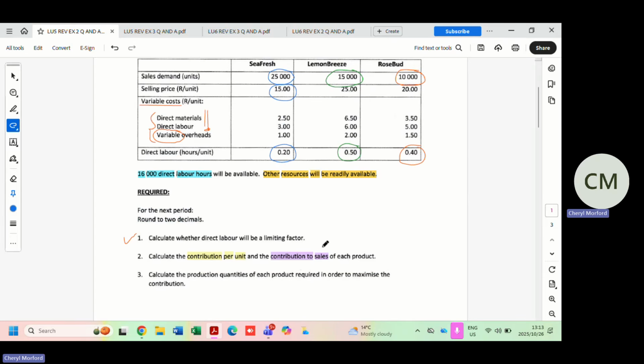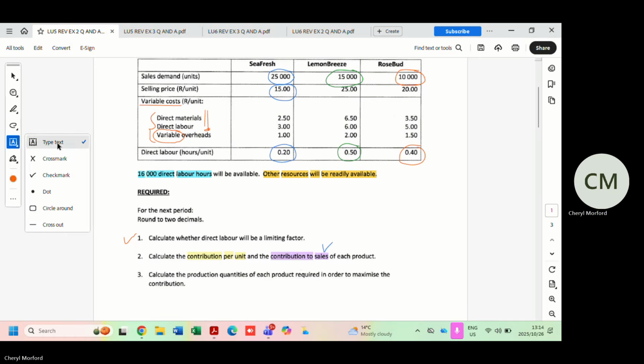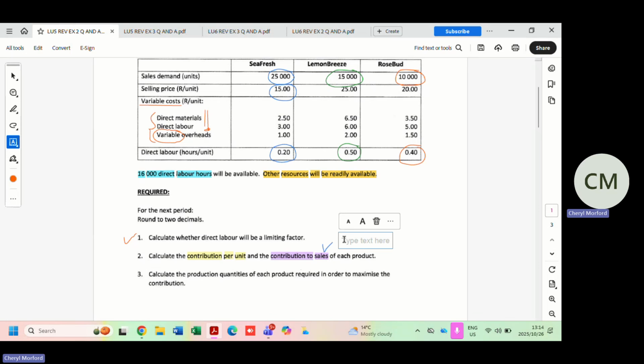Now, what about the contribution to sales of each product? So this one is now known as the contribution margin ratio, or, if you remember the terminology from break even, the marginal income ratio. So it's simply your contribution or marginal income, remember those words are interchangeable, as a percentage of the selling price.